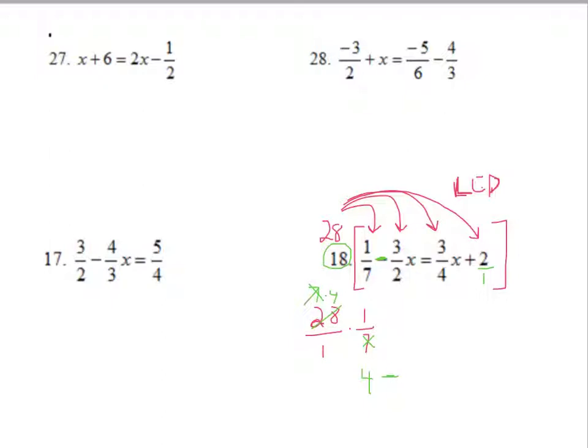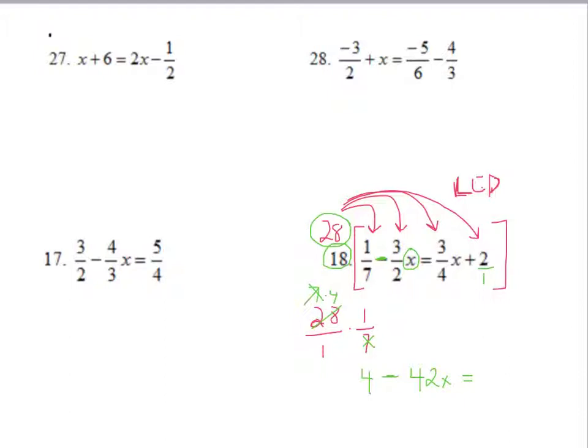And now, let's see if we can do 28 times 3/2 in our head. What I would do is I would take 28 divided by 2. 28 divided by 2 is 14. 14 times 3. Can we do that in our head? 14 times 3, 42. And don't forget to carry down the x. So 4 minus 42x equals, now we need to multiply 28 by 3/4.